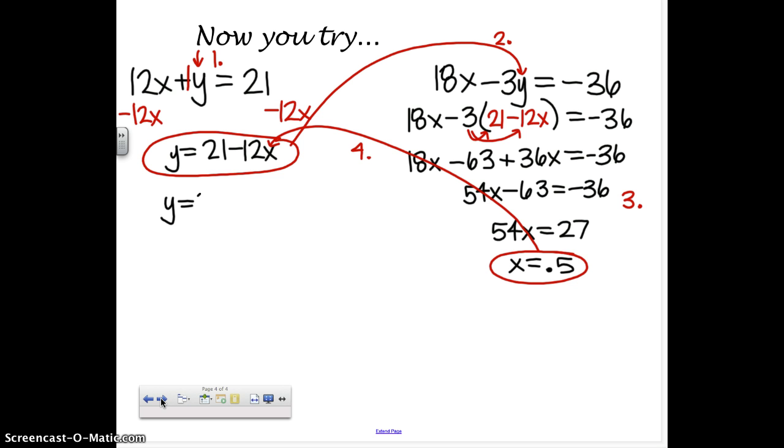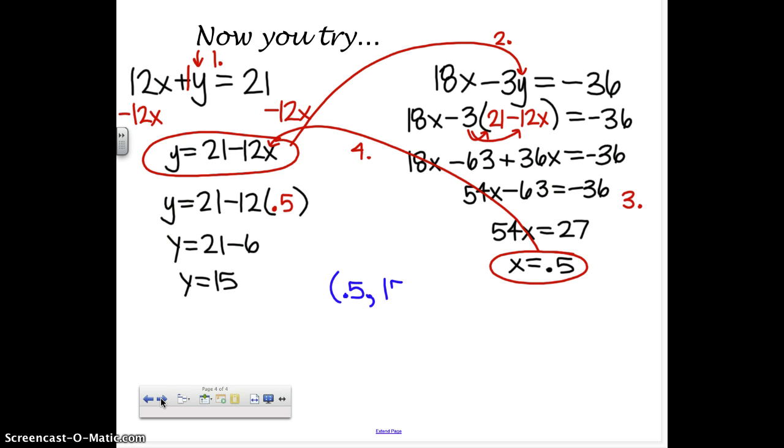Y equals 21 minus 12 times x. We are smarter, wiser, we know what x is. Now, that last substitute kind of follows up with the solve, because we got to figure out what y is. Y equals 21 minus 6. Y equals 15. Your final answer here is the ordered pair, 0.5, 15. Substitution like this is another method for solving systems of equations.